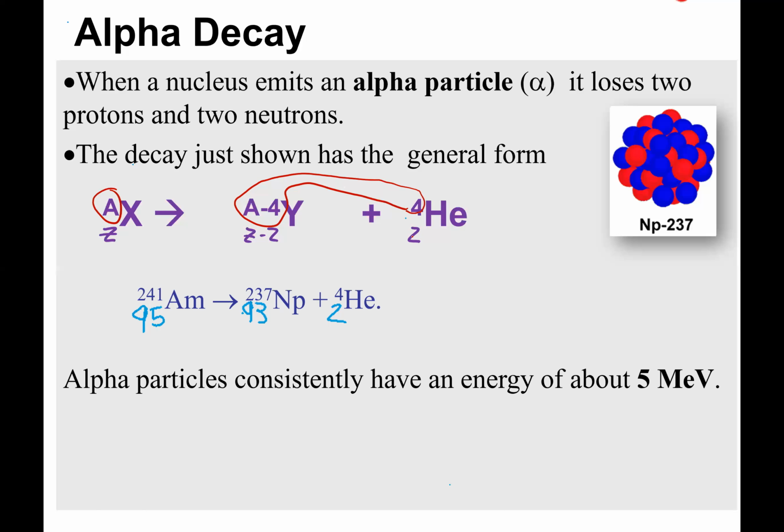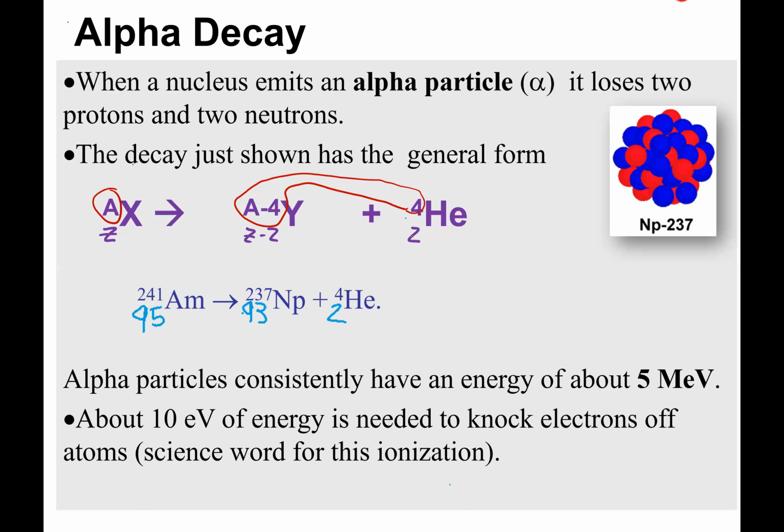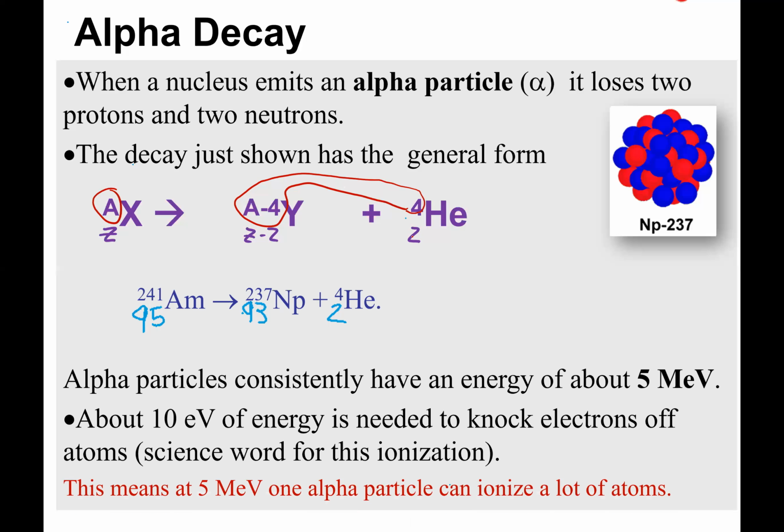An important thing to know is that alpha particles consistently have an energy of about 5 megaelectron volts. And that's really energetic. In fact, about 10 electron volts of energy is needed to knock electrons off atoms. The fancy science word for that is ionization. So at 5 megaelectron volts, one alpha particle can ionize a lot of atoms. It can knock off a lot of electrons.